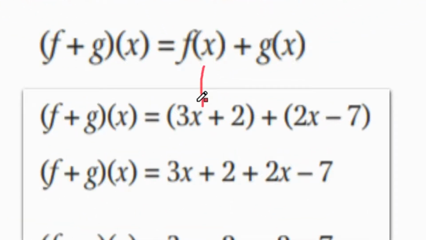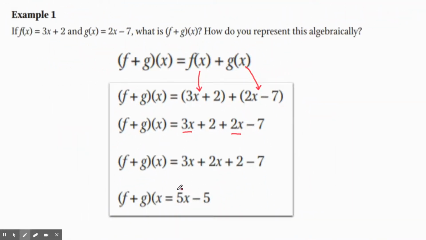f of x is 3x plus 2. g of x is 2x minus 7. You combine like terms, so you're going to get 5x, and then you have 2 minus 7. You're going to get negative 5. So your final answer is 5x minus 5.